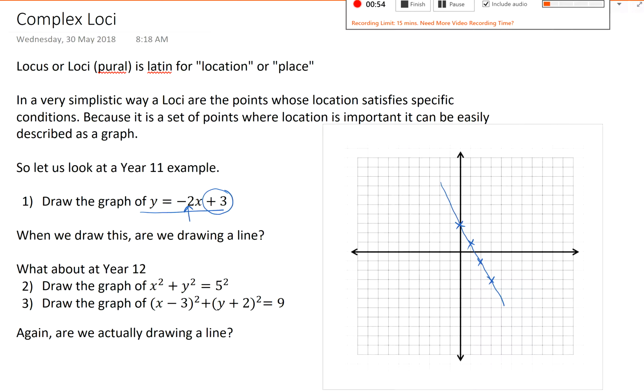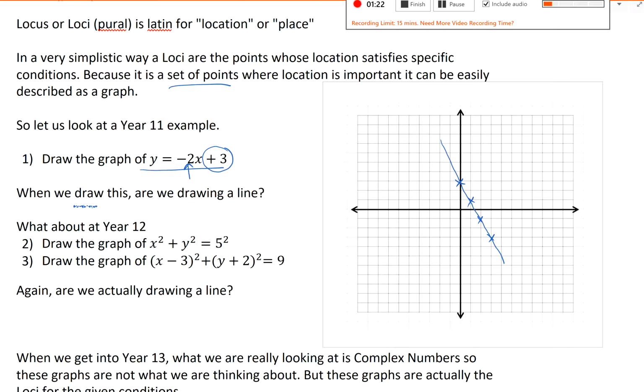Now, as I said to you during class, is that a line? And you guys said, no, it's just a whole bunch of little dots joined so close together that they turn into a straight line. And that's what these loci are. They're a whole bunch of points, a set of points where the location is described like a graph. Okay, so there's a loci in year 11 terms.